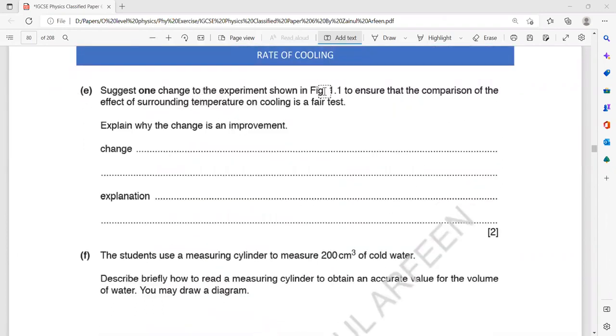Suggest one change to the experiment to ensure a fair comparison on the effect of surrounding temperature on cooling. Explain why the change is an improvement: what change we will do, and what explanation for that change. Like how we can make sure it's a fair comparison. There are many possible answers for this. Anyone want to use the chat? Or you can use your mic or chat, it's up to you.